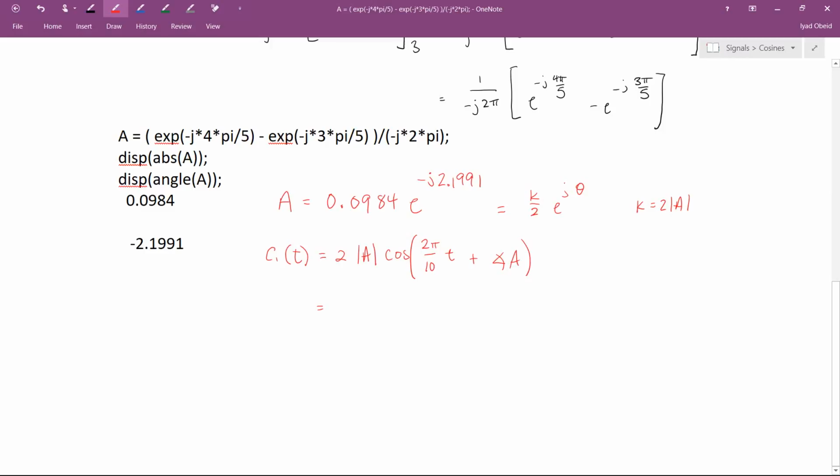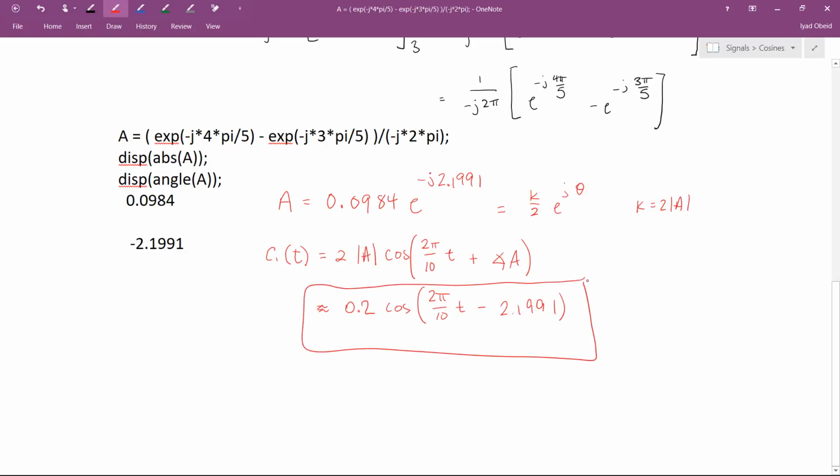0.0908, let's just say that's 0.1, so this is about equal to 0.2 cosine of 2 pi over 10 t minus 2.1991 radians. Okay? So, last thing I'm going to do is I'm going to go ahead and plot this.